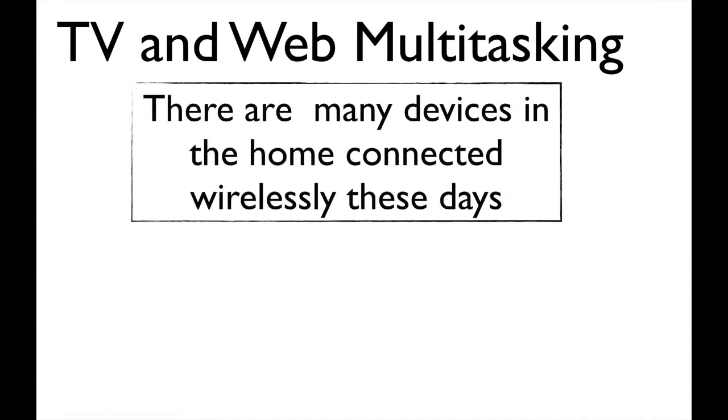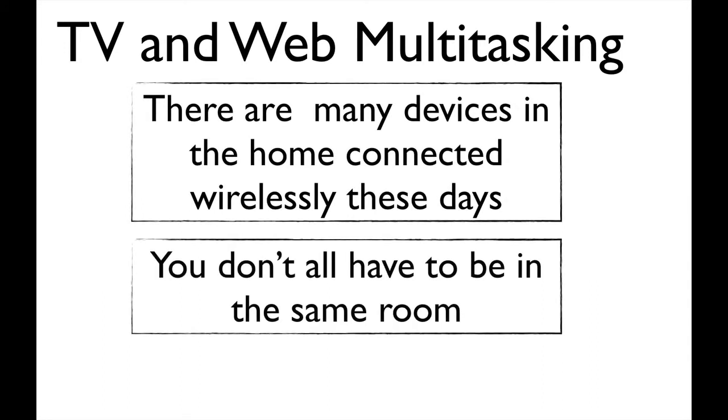Just a little aside before we go on to the next lot of apps. There are many devices in your home these days. They're all connected wirelessly. You could have a TV that's connected wirelessly to the internet. You've got an iPad, phones, computers, printers, for example, scanners, all connected wirelessly and can communicate to each other. You don't have to be in the same room to use the internet or to use different media.